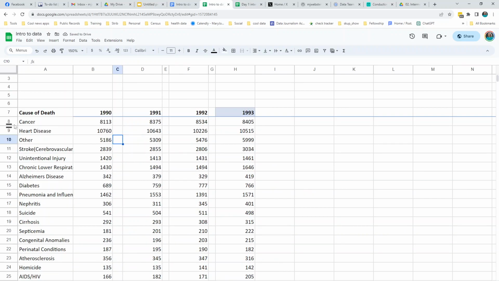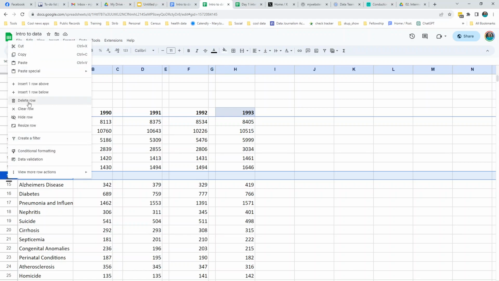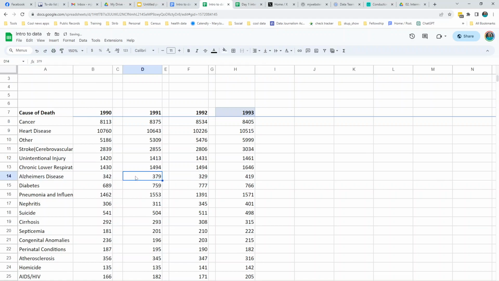I've seen data sets where they'll do groupings, like a list of all the states in California, and then there will be a blank row, and then a list of all the states in Nevada, right? And then a blank row. You don't want those blank rows in the middle of your data, or blank columns. So this is bad, bad, bad.